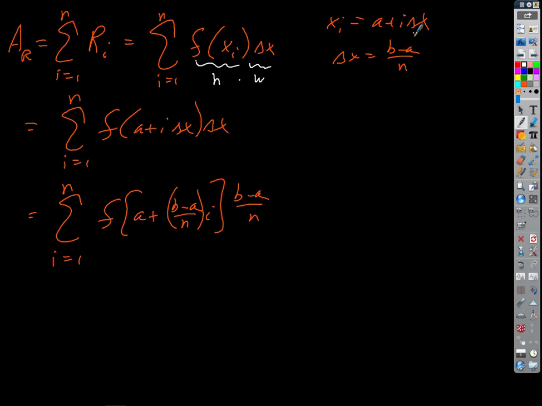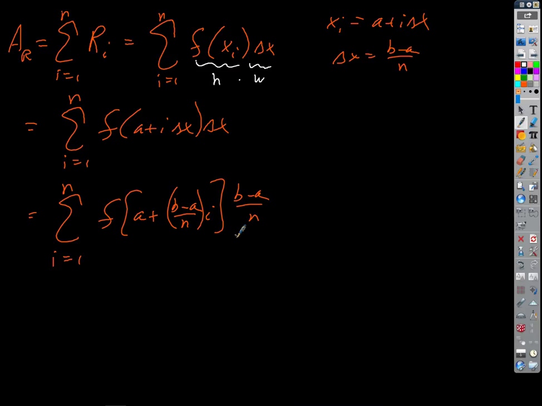So we're going to start at the left edge, which is a, and take i steps of width delta x to get to the right edge of the ith subinterval. Delta x is just the length of the interval divided by the number of subintervals n, right? And when we plug all that in, we end up getting our final formula. Now what's really remarkable about this, look what we've done.